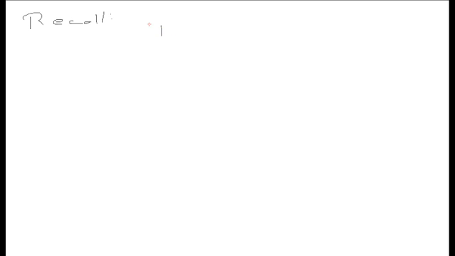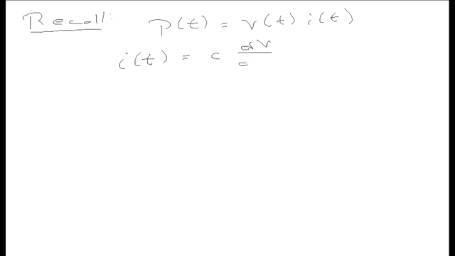Recall that the power as a function of time is V of t times I of t. But we know from the last video that I of t is C dV/dt. So, power as a function of time, if I sub this in here, is going to be C times V times dV/dt.